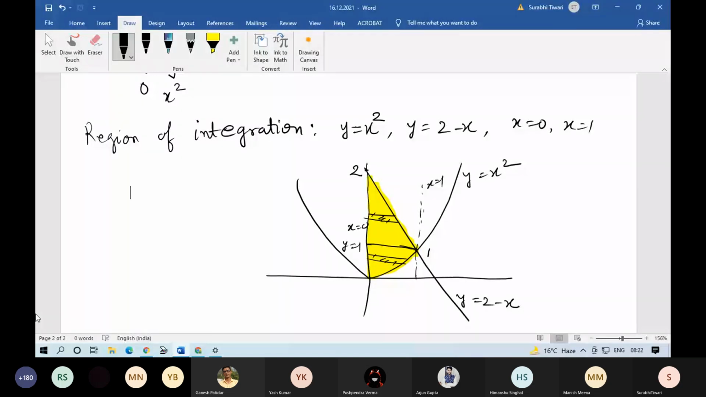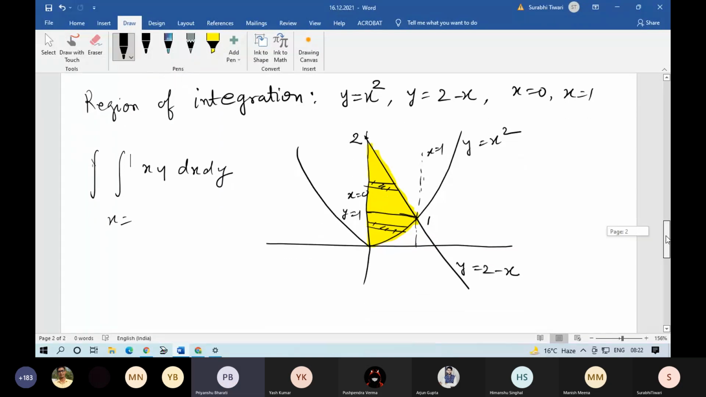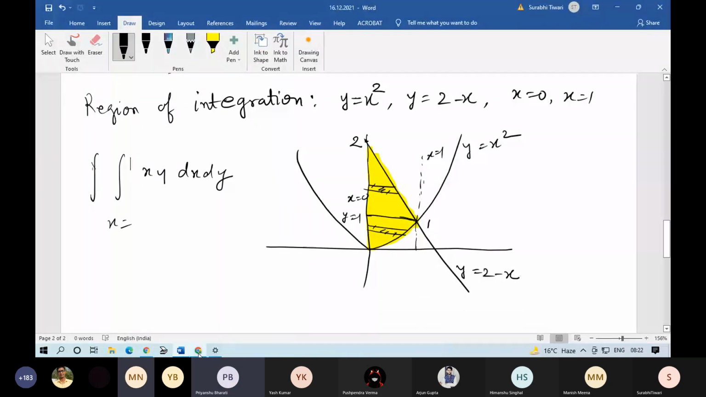Now the order of integration, this is xy dx dy. Now put the limits, x is equal to क्या होगा, अपर वाले ट्राइंगल के लिए 1 से y minus 2. x is 0 to root y.